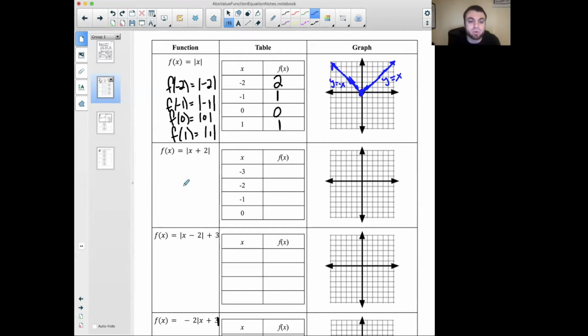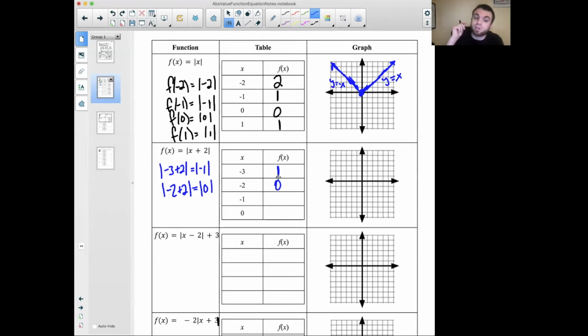All right, in the next one, what are we going to do? So first we're going to plug in -3, and we're going to get -3 plus 2 in the bars. That's -1 in the bars. So that is going to be absolute value of -1. That's 1. Okay, then the next one, we're going to do -2 plus 2. Now notice what happens when we plug in -2. We get 0 in the bars. That is going to be a sign that you've reached a vertex.